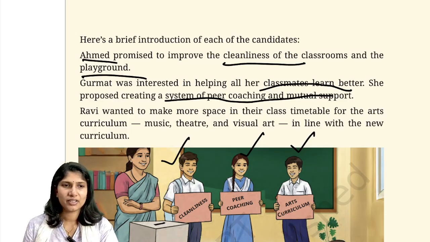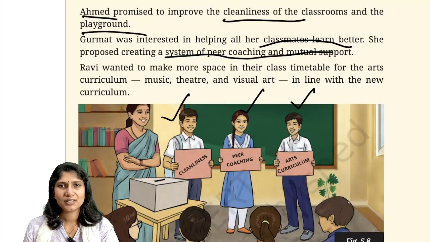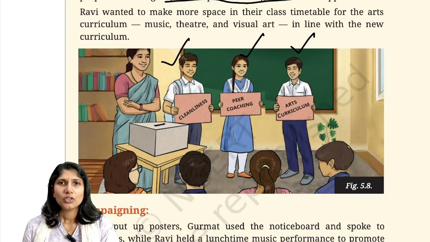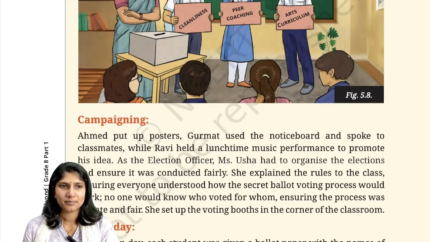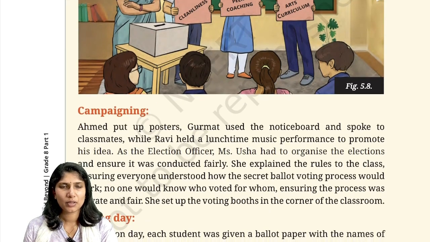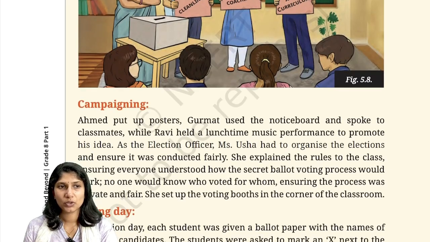So there are three candidates. The three candidates are speaking about three different things that they will do once they become the class leader. One is for cleanliness, one is for peer coaching, one is for arts curriculum. So now all of them go on campaigning. Okay, what is the campaigning? Ahmed keeps putting posters, Gurmat uses the notice board, Ravi creates music performances.